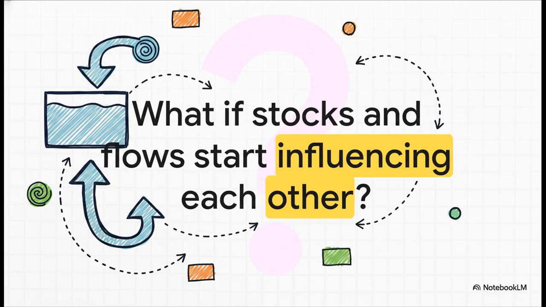Which of course leads us to the really big question in system dynamics. What happens when these simple pieces start influencing each other? What if the size of the stock starts to control the rate of its own flows? What happens when they connect and create feedback loops? Because that is where things get truly interesting, where all the complex, nonlinear behavior comes from. And that's exactly what we'll dive into next time.